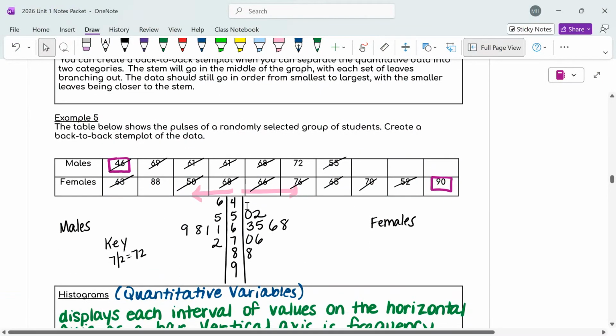So when you finish the female data, here's what you look at. We can see our pulse rates of the females in our group on the right side, 50, 52. Pulse rates for males on the left side, 55, 61, 69, and so on.